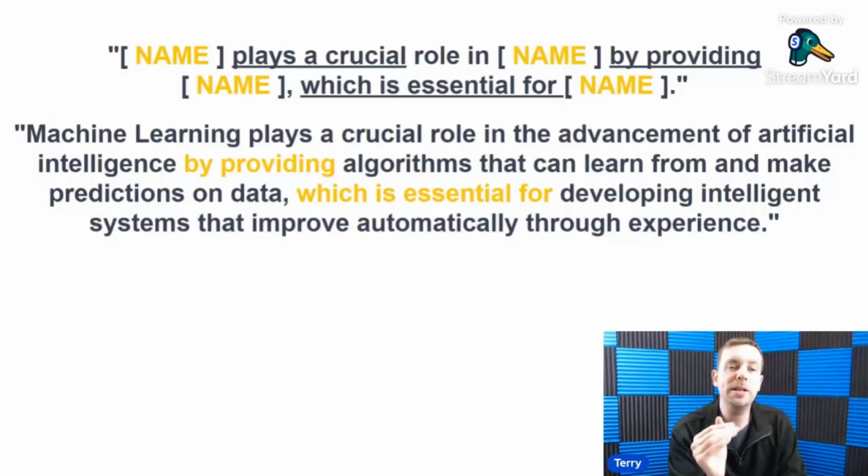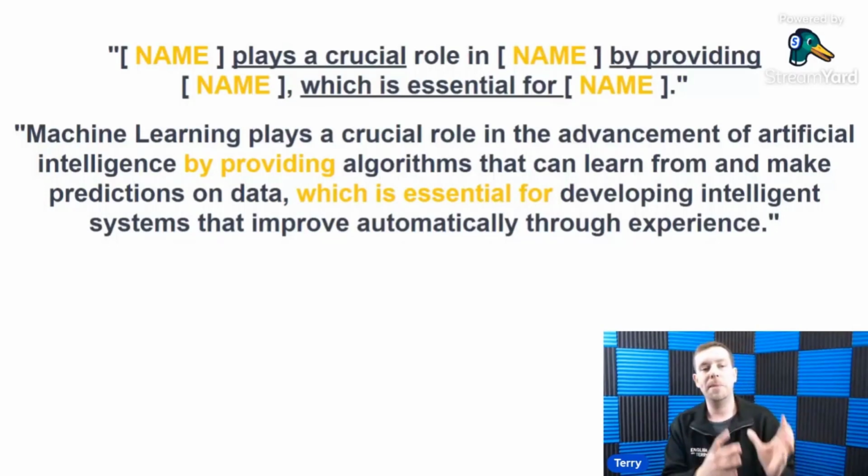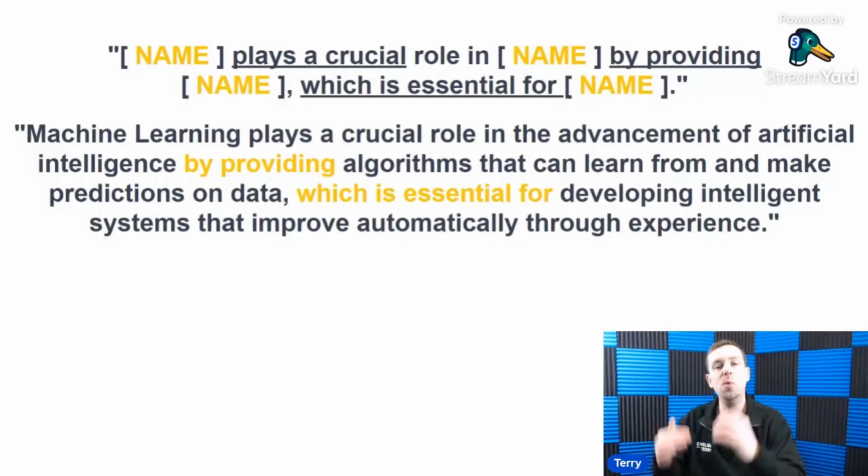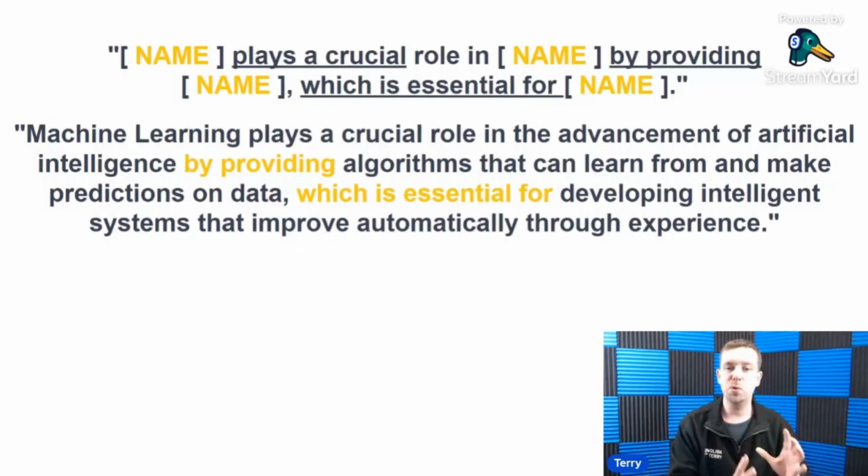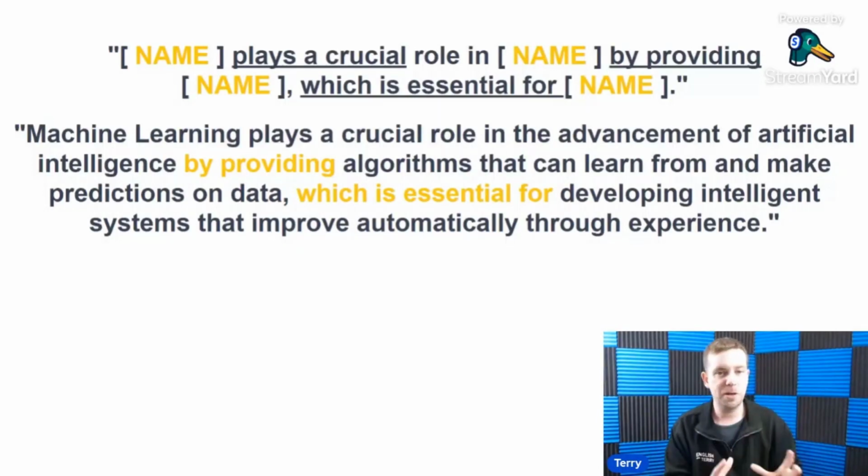So the next one here about the same structure: machine learning plays a crucial role in the advancement of artificial intelligence by providing algorithms that can learn from and make predictions on data, which is essential for developing intelligent systems that improve automatically through experience. Okay.